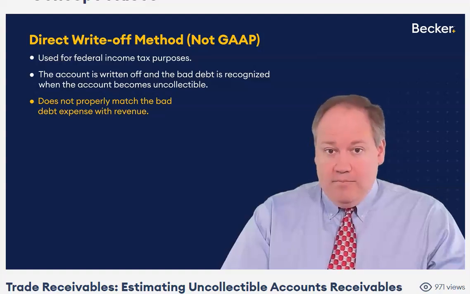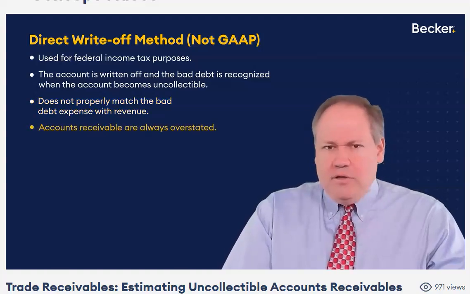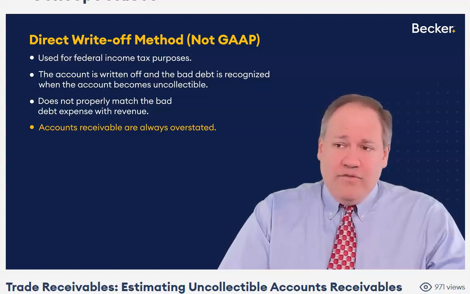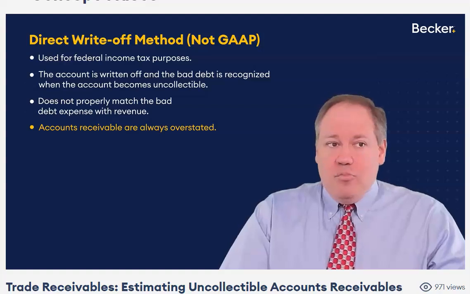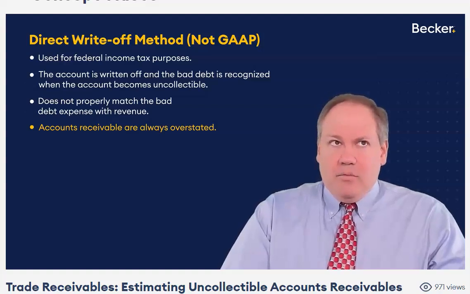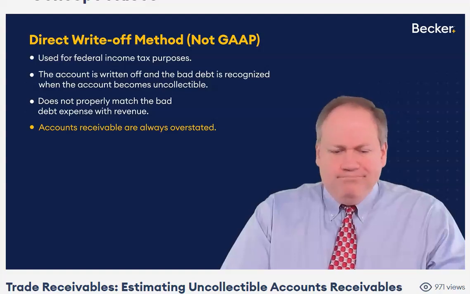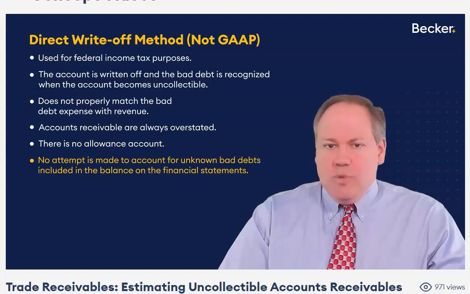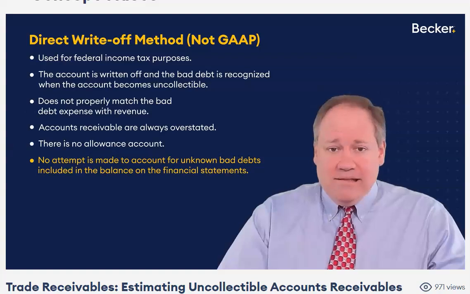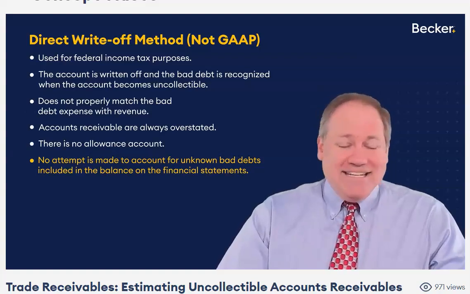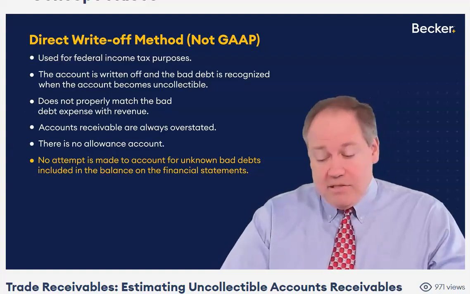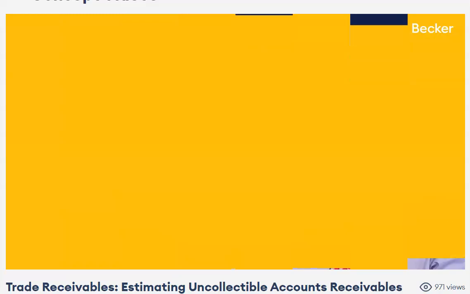There's another weakness. AR is always going to be overstated as a result, right? It's always going to be not truly net realizable value. It's going to be net realizable value plus the amount that I'm going to write off eventually. I just don't know how much yet, because there's no allowance at all. There's no attempt being made to account for those future bad debts. So that's why US GAAP says, fundamentally, this doesn't fly. It does not jive with what we expect from accrual basis accounting. The IRS, on the other hand, says, yeah, that's fine. So that's how they do it.